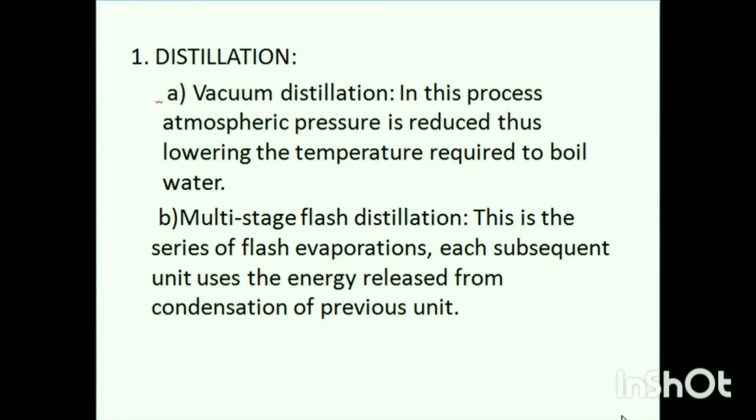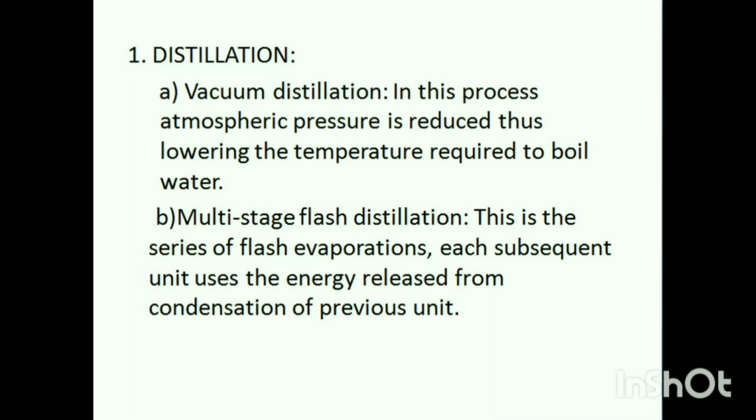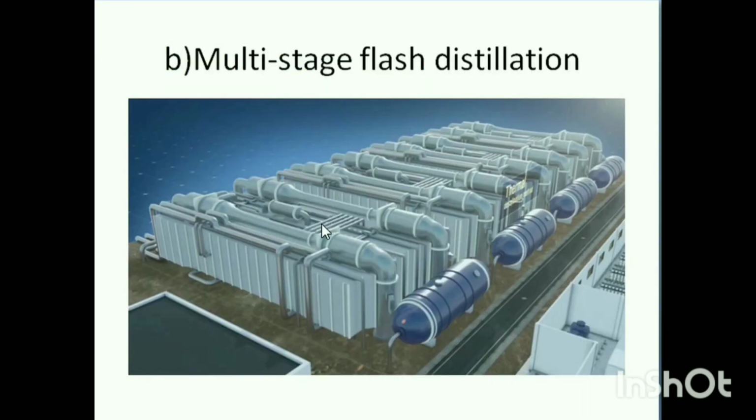We have two methods to raise or decrease the temperature of water to make water form as vapor and again to condense. Those are vacuum distillation and multi-stage flash distillation. Vacuum distillation is a process in which atmospheric pressure is reduced or raised to increase or lower the temperature to boil or condense the water. And the second process is multi-stage flash distillation.